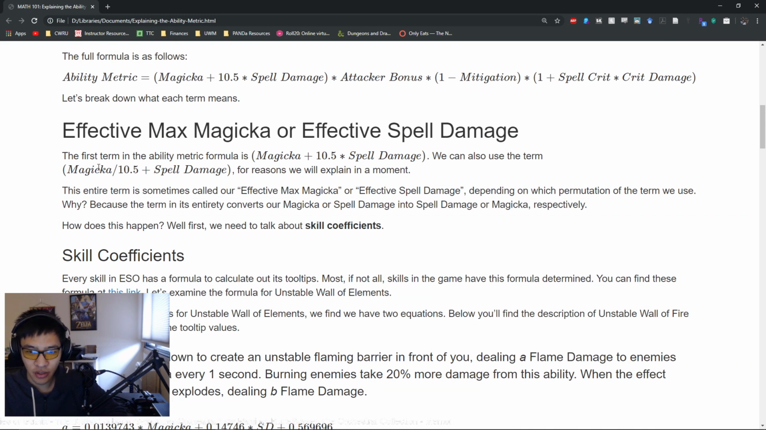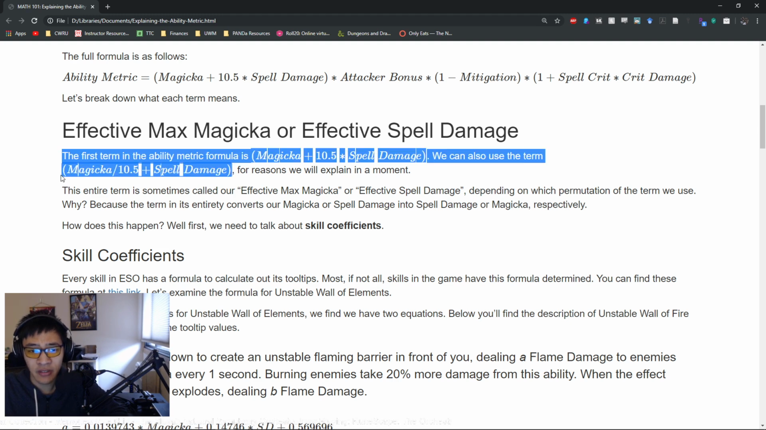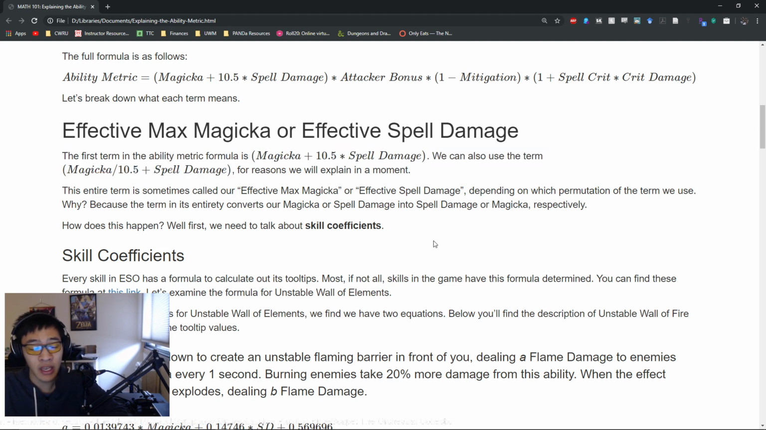So the first term is what here, and then we can also use the alternative term, magicka divided by 10.5 plus spell damage. This entire term is sometimes called the effective max magicka or effective spell damage, depending on which one you use. If you use the top version here, this is effective max magicka. This one here is effective spell damage. You will get different values from your ability metric depending on which term you use, but they are basically more or less equivalent to each other.